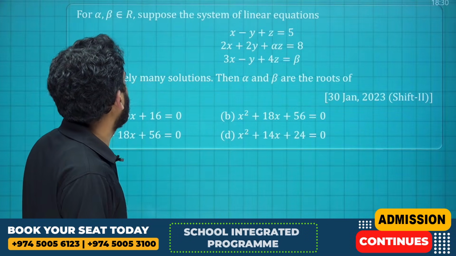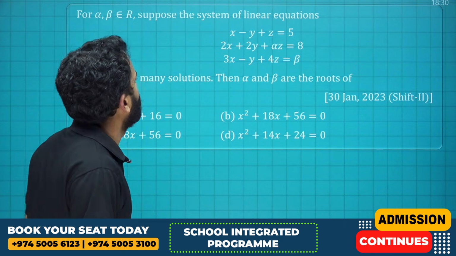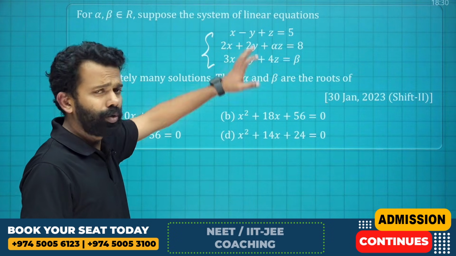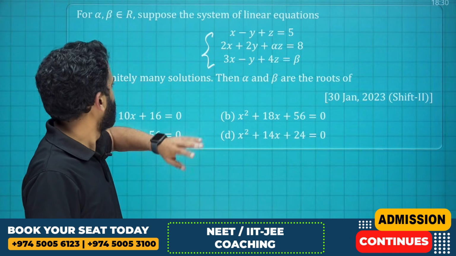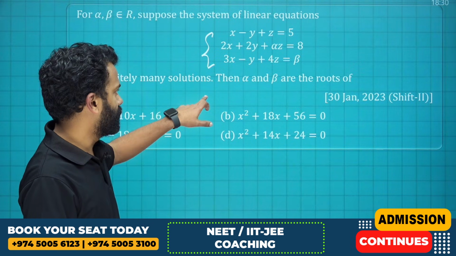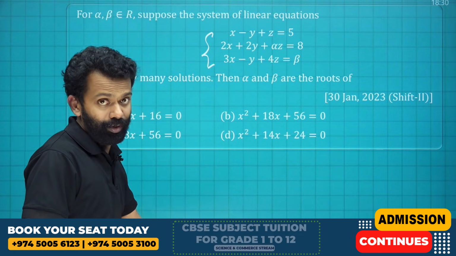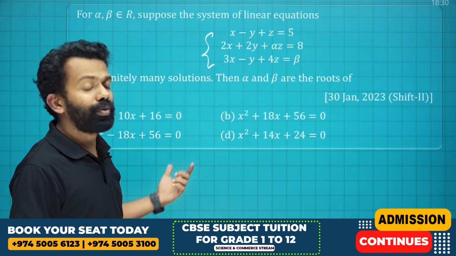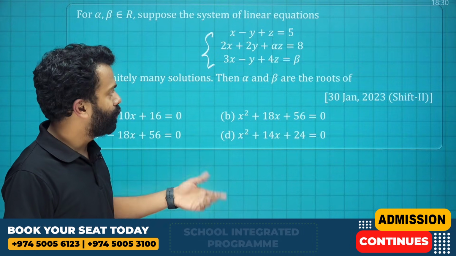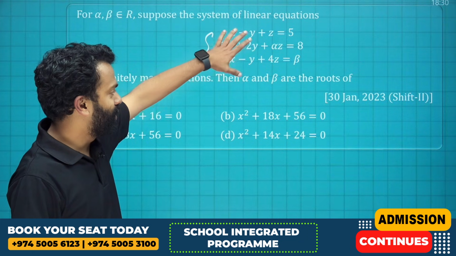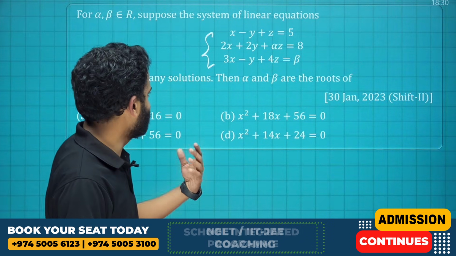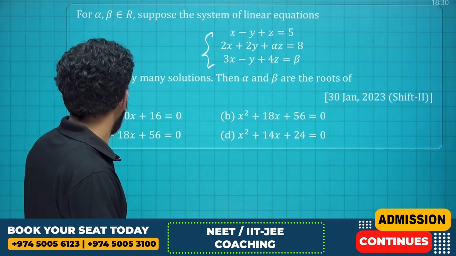First one: if alpha, beta belong to R and this system of equations, I'm not going to read it, we need to solve it anyway, has infinitely many solutions, then you don't have to find alpha and beta alone, you need to find alpha and beta and form a root based on alpha and beta. See, for this you need to know determinants as well as quadratic equations. Okay, let's try to solve it.